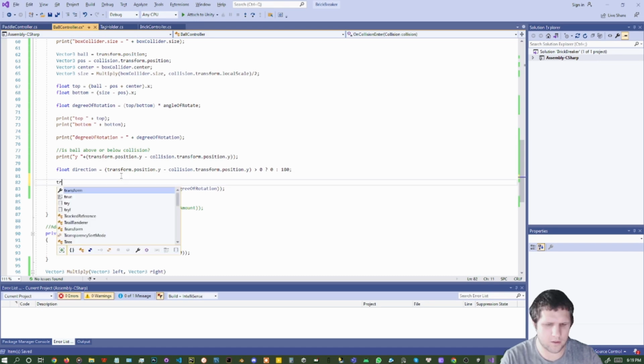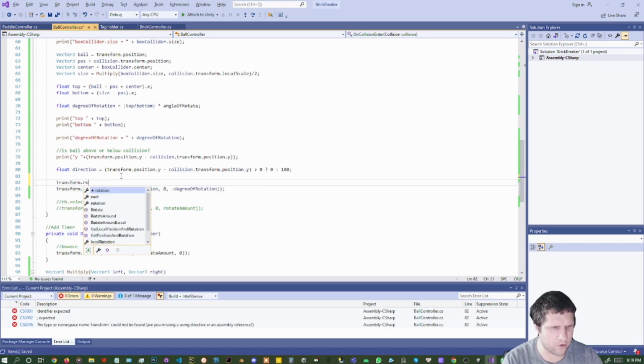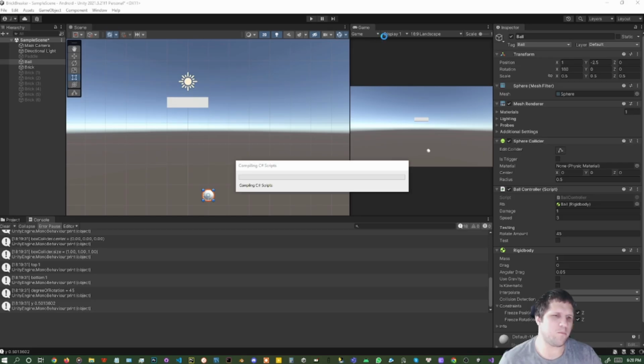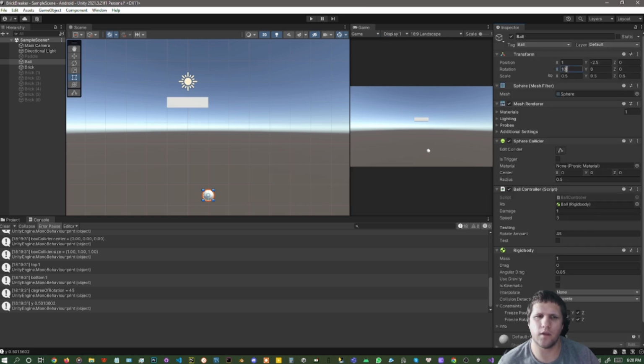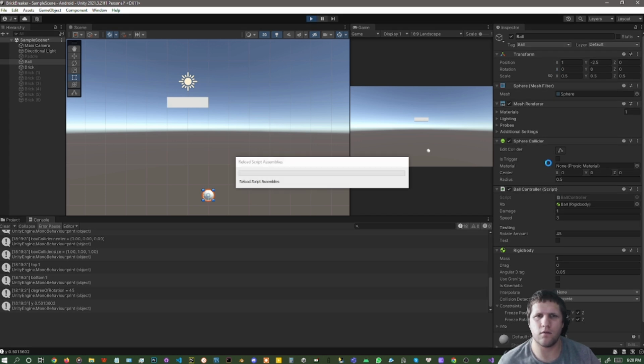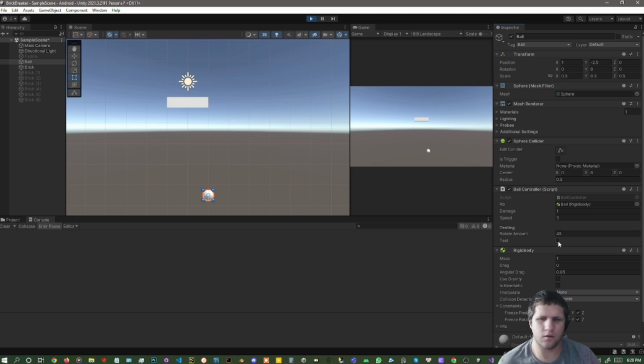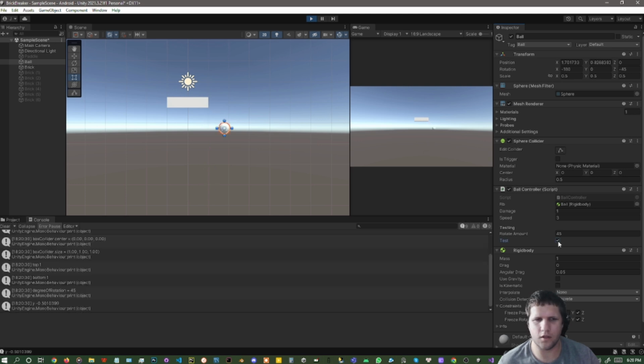Okay, let's say transform dot rotation equals quaternion dot identity. So we reset it to 0 before we rotate. What does that do to us? Play it. Check our time. 20 minutes left. I think we can get it done.